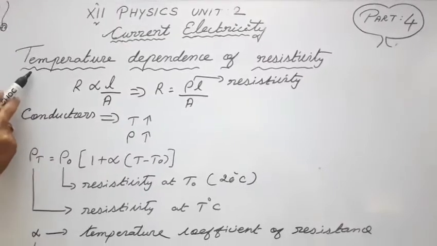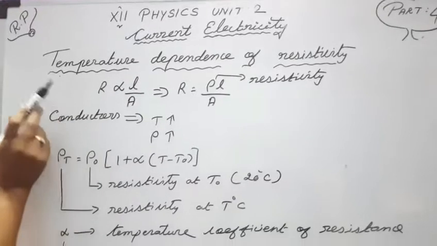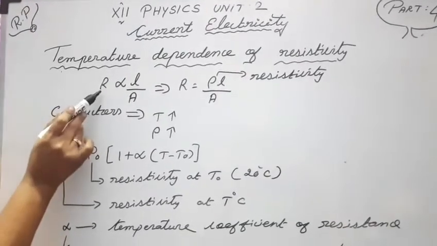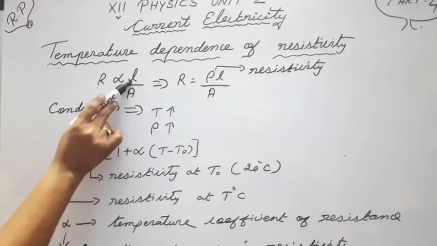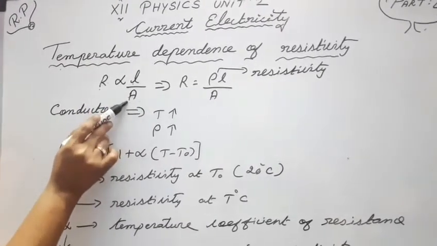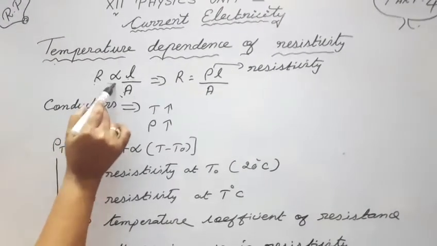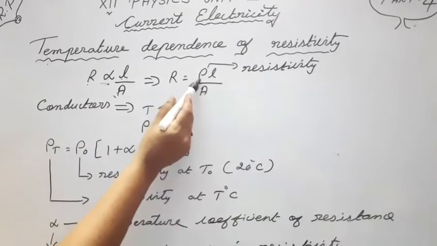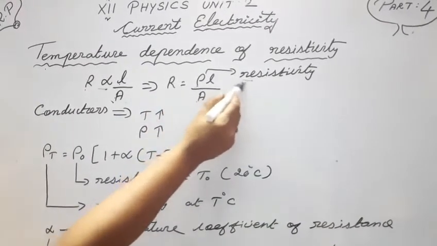And the next topic is temperature dependence of resistivity. Here, as we already know, the resistance is directly proportional to the length of the conductor and inversely proportional to the area of the cross section of the conductor. Removing the proportionality symbol, we have to add one constant, therefore R is equal to rho into L by A. Rho is known as the resistivity.